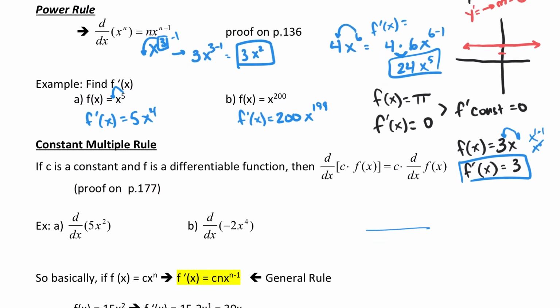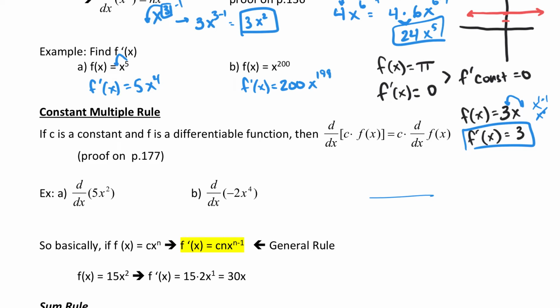Okay, so let's go ahead and move on, which brings us to the constant multiple rule. If c is a constant and f is a differentiable function, then the derivative with respect to x of c times f of x is just: you keep the constant out in front, which is what we did here and what we did with the example right up over here.